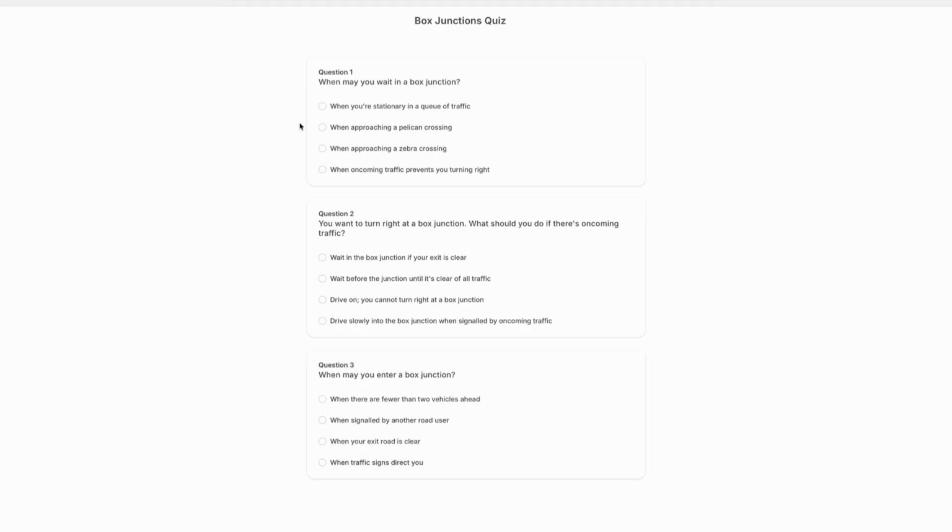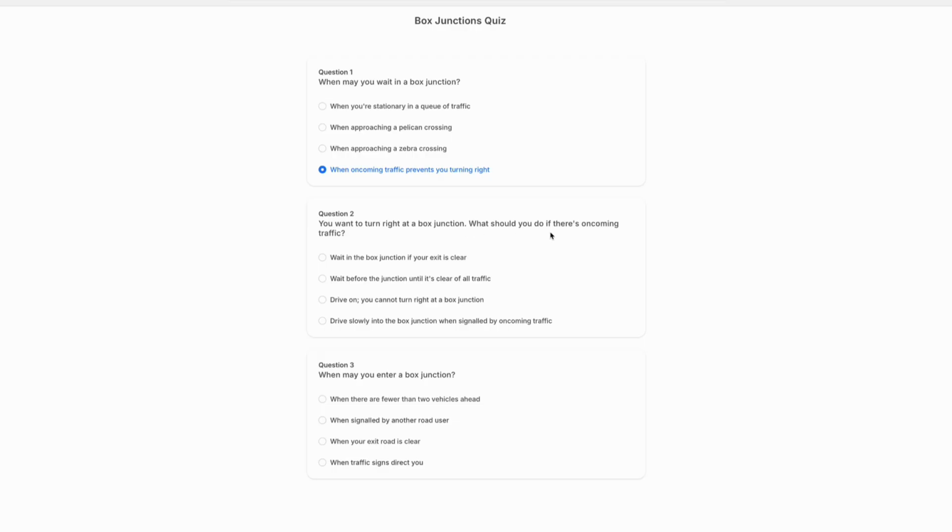And the answers are: when you're stationary in a queue of traffic, when you're approaching a pelican crossing, when you're approaching a zebra crossing, or when oncoming traffic prevents you from turning right. So I'll give you a few seconds to think about what the correct answer is, and we'll go ahead and select the right answer, which is when oncoming traffic prevents you from turning right. And that is the only condition when you're allowed to wait in a box junction, if you remember from what we just went through.